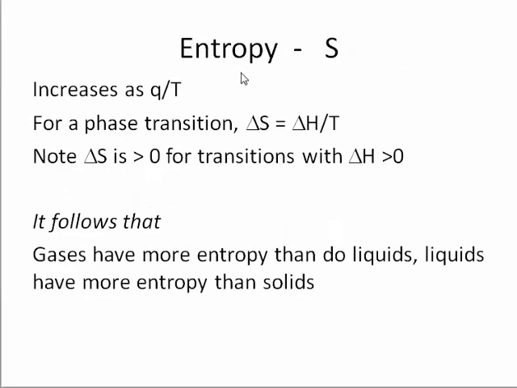Again, entropy is S. You could show that S increases as Q over T. In other words, we know that entropy increases as energy increases. Specifically, if you add heat to a system, Q, entropy increases as Q over T. So heating something up increases its entropy. In particular, for a phase transition, the change in entropy can be shown to be the enthalpy change divided by temperature.